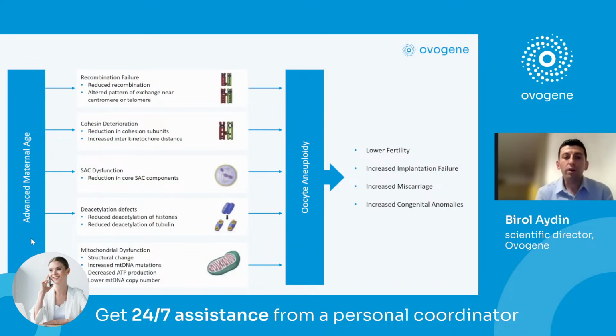So in advanced maternal age, the basic things we can find are recombination failure and different kinds of dysfunction, including mitochondrial dysfunction, which shows itself with lower fertilization, increased aneuploidy of embryos, low quality blastocysts, and mostly cleavage arrest of the embryos.